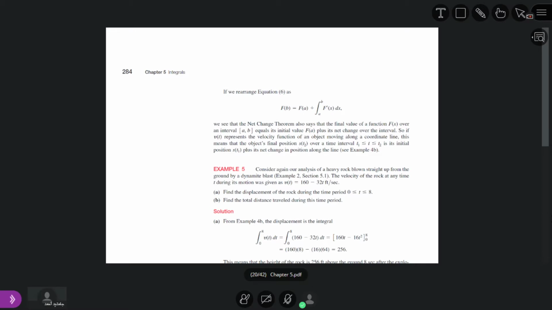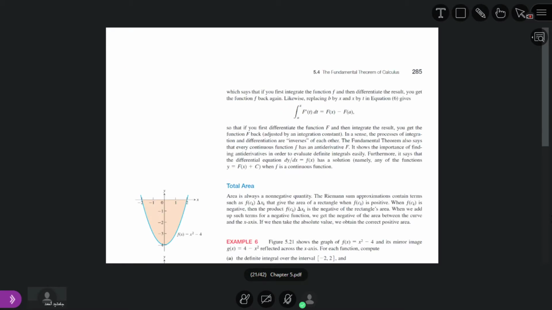So the conclusion of the fundamental theorem of calculus tells us several things. Which things do we conclude? That if we first integrate the function f and then differentiate the result, we get the function f back again.